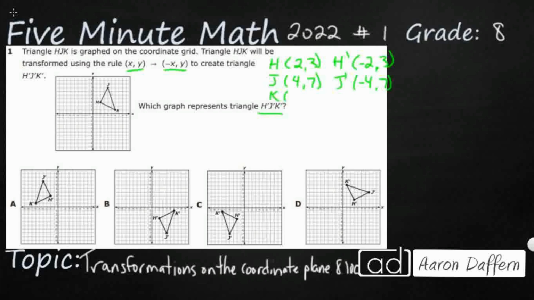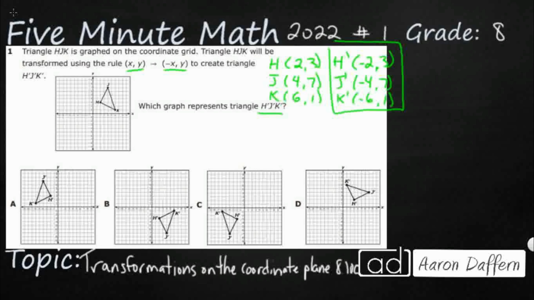K is going to be 1, 2, 3, 4, 5, 6, 1. Okay. So K prime is going to be negative 6, 1. So there we go. This is going to be my new triangle right here. I've got my coordinates for my H prime, J prime, and K prime. And so it looks like we are just kind of moving it over, looks like we're flipping it across this y-axis, because my y stays the same, but my x's just go from positive to negative.